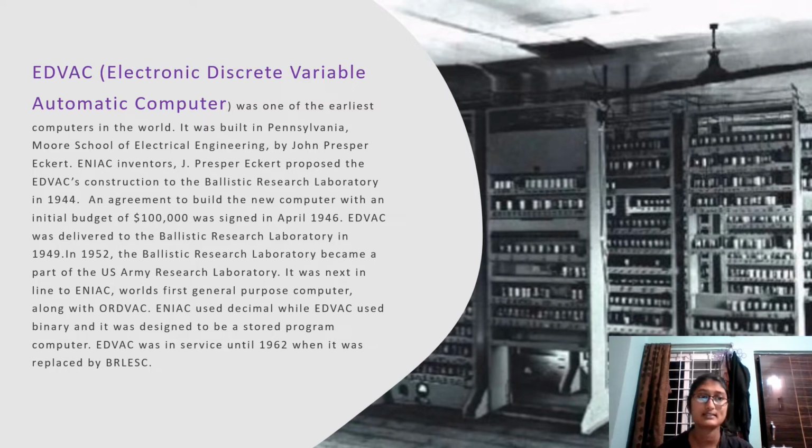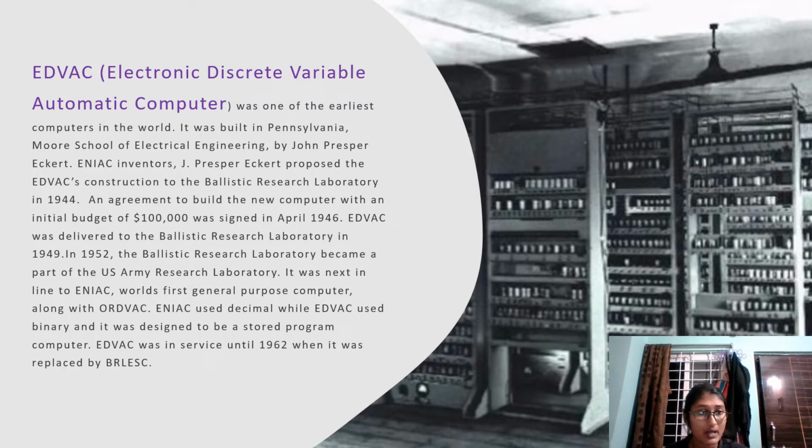EDVAC, the Electronic Discrete Variable Automatic Computer, was one of the earliest computers in the world. It was built at the Moore School of Electrical Engineering by John Eckert, an ENIAC inventor, who proposed the EDVAC construction to the Ballistic Research Laboratory in 1944. An agreement to build a new computer with an initial budget of $100,000 was signed in April 1946.